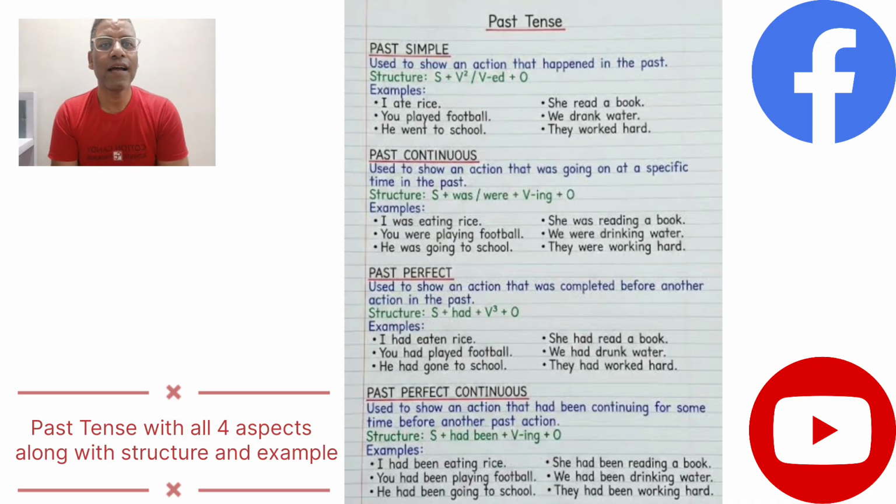Then, for the last and final aspect, that is past perfect continuous. This is again another aspect of the past tense, wherein we indicate certain actions that have been done in the past, but that indicates the continuity or the duration of a particular work that has happened in the past, and maybe some other work is happening at that time.